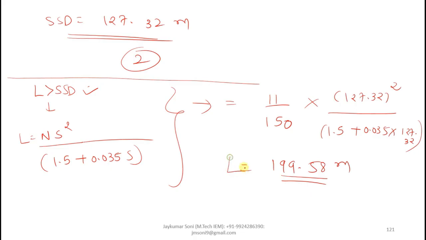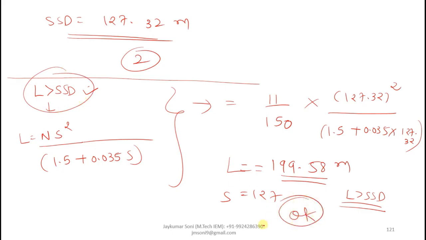So this is L. S we have considered is 127. As we can see, the condition of L is more than SSD, which we have considered over here. So it is okay. So we will consider the value of L as 199.58 as the length of this particular valley curve.